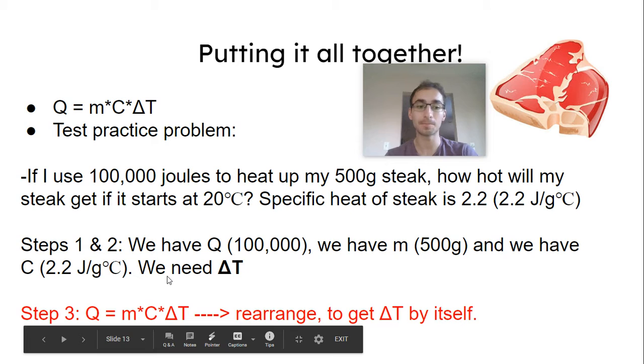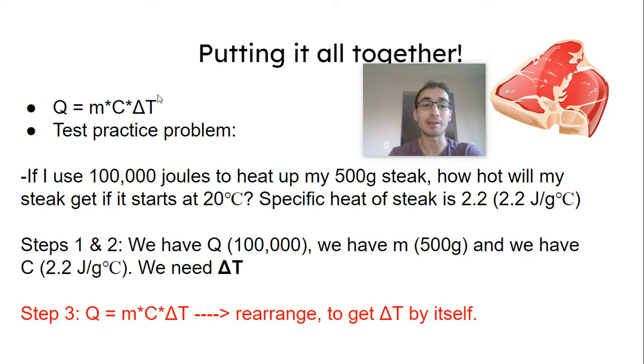So now, we need to rearrange this equation. Right now, the equation isn't useful. We need delta T by itself. When you put something by itself, that's what you're solving for. So we need to get rid of this M times C to get delta T alone. How you do that, you have to do some algebra. To get delta T alone, you need to divide M times C from both sides. The reason why you divide is because you have to undo this multiplication.